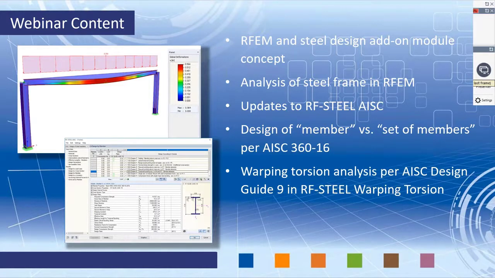And then we'll explain the difference between member versus sets of member design with our AISC 360 design of our beams. Then lastly, moving on to torsion, we have added a new add-on module extension called RF-STEEL Warping Torsion. What this allows us to do is a warping torsion analysis considering 7 degrees of freedom per the AISC Design Guide 9.